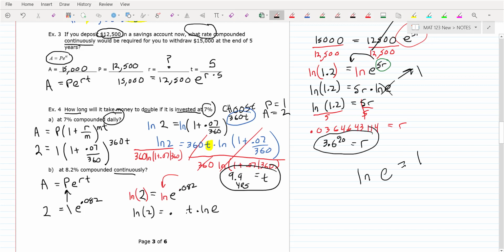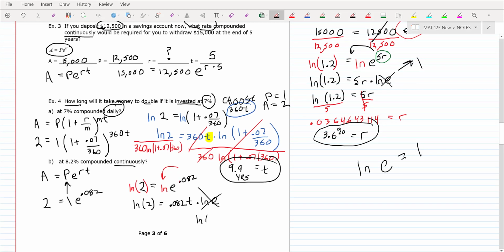Then you bring that down in front, so now you'll have that. ln e is 1, so you can really just mark that out. It doesn't have any bearing on anything. So what you end up getting is ln2 is equal to 0.082t. What's the last step before you go to the calculator? Divide by 0.082. So you're solving an equation, then you go to the calculator. We divide both sides by 0.082, and then just round it off.